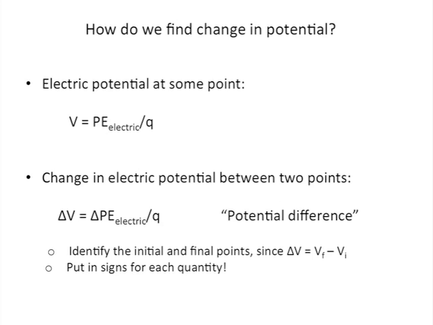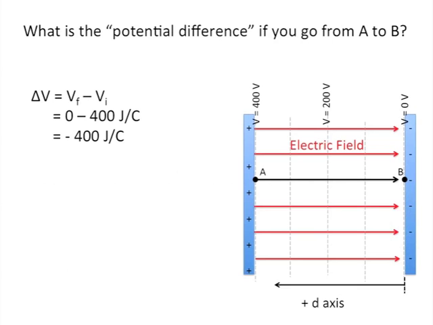It's important to identify your initial and final points when working with an equation that involves a change, because a change is a final value minus an initial value. Here's an example. What is the potential difference if you go from A to B? Okay, so it's the change between those 2 points. So the final potential is 0. The initial potential is 400, so we need 0 minus 400. So the potential difference, or change in potential, is -400 volts.